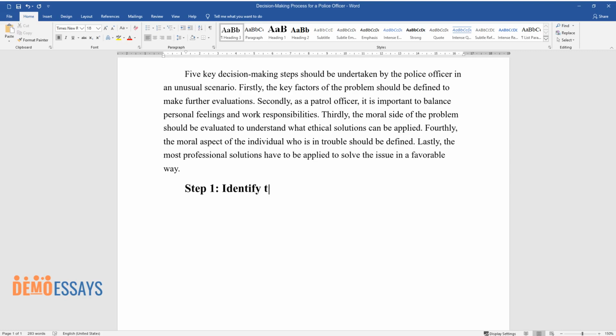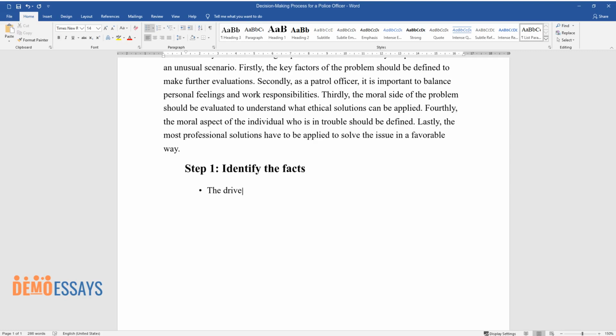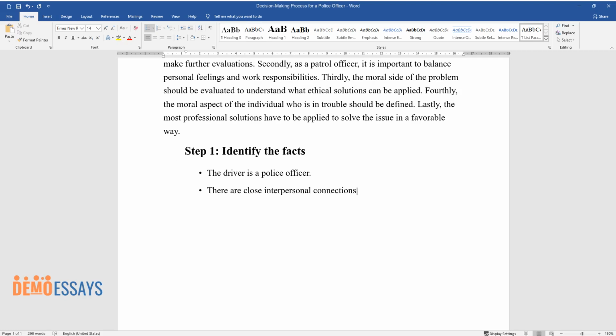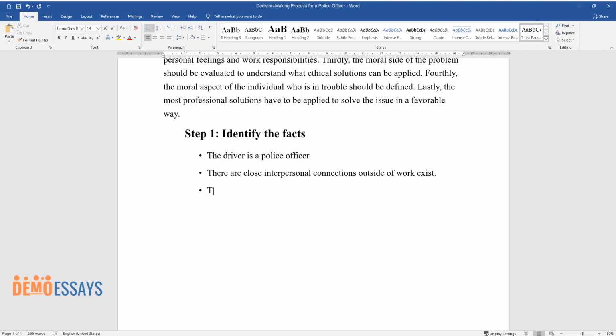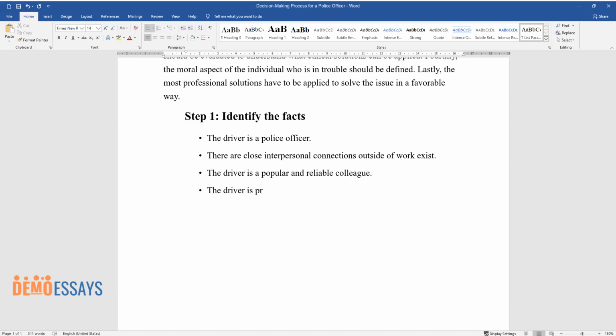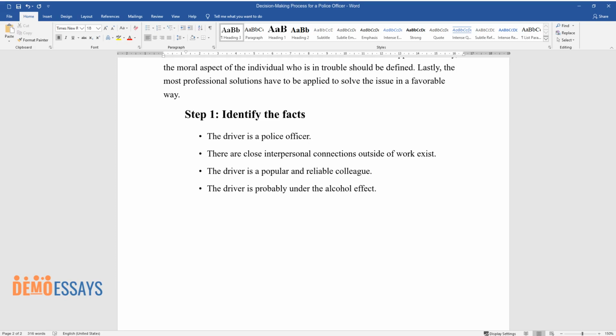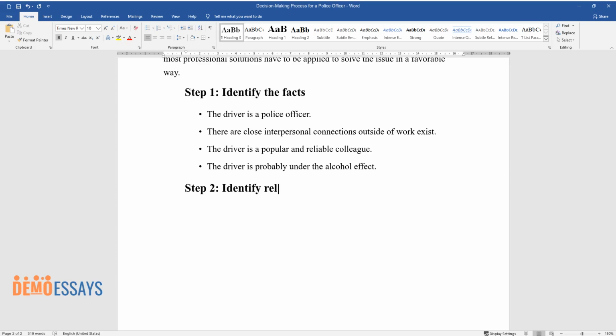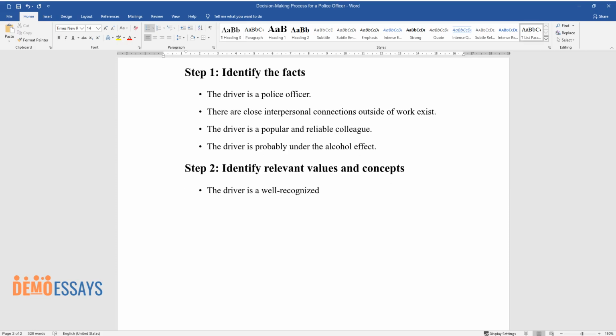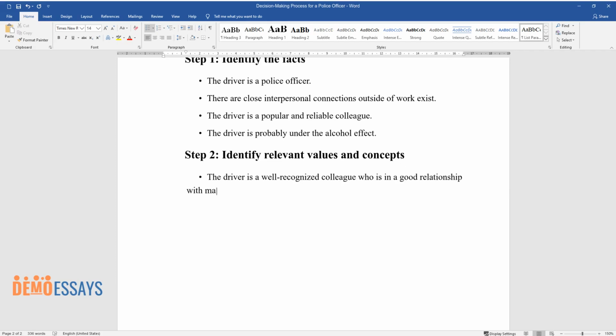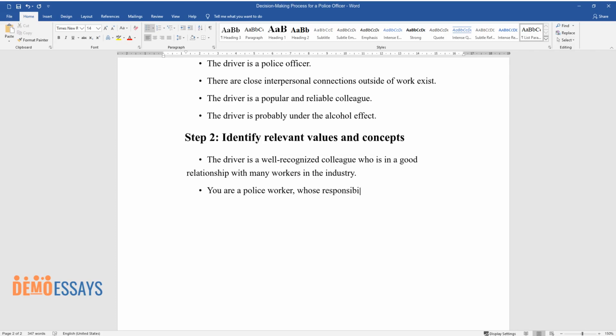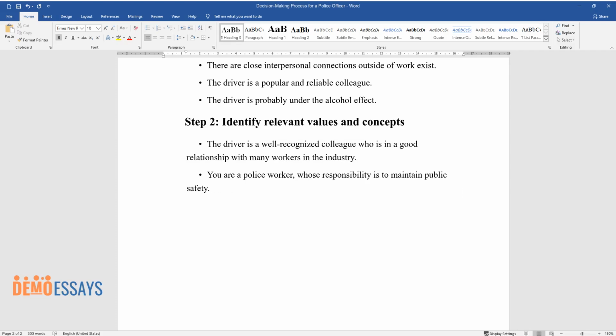Step 1. Identify the facts. The driver is a police officer. Close interpersonal connections outside of work exist. The driver is a popular and reliable colleague. The driver is probably under the effect of alcohol. Step 2. Identify relevant values and concepts. The driver is a well-recognized colleague who is in a good relationship with many workers in the industry. You are a police worker whose responsibility is to maintain public safety.